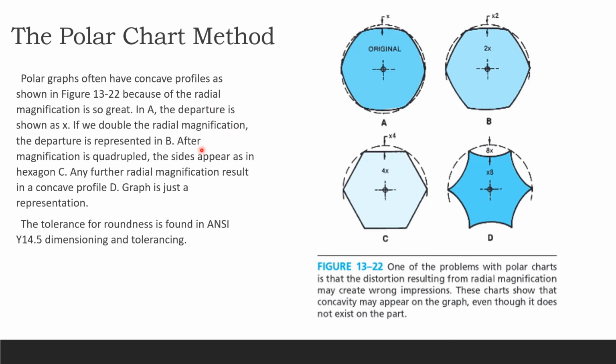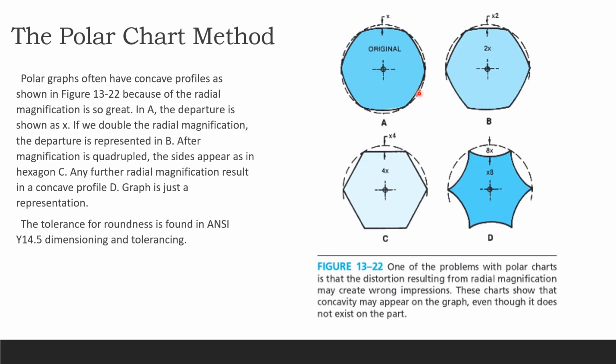The polar chart method continues. Polar graphs often have concave profiles, as shown in figure 13-22, because the radial magnification is so great. Make sure you review your physics 1 or 2 on concave and convex. In A, the departure is shown as x, right here. Here you can see the perfect circle, and the part profile right there, and there's a difference.